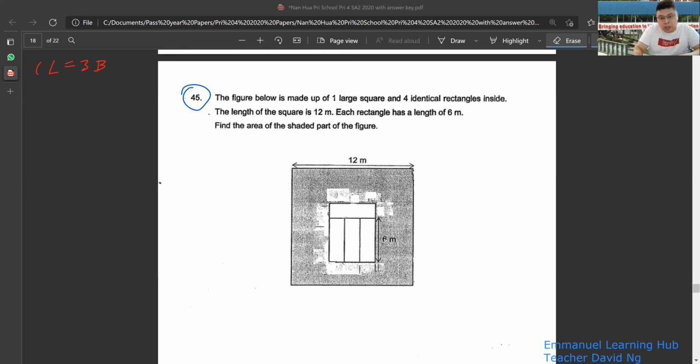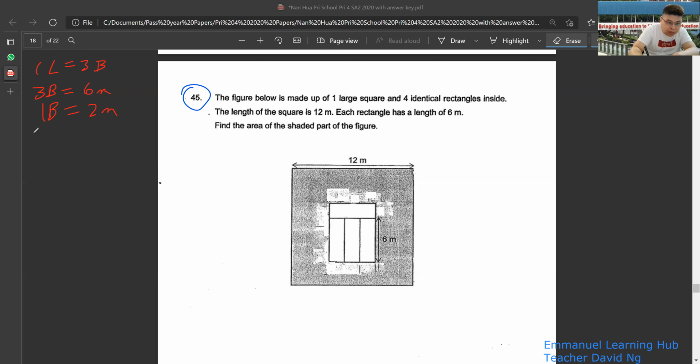So the length of the rectangle is 6 meters. So in other words, that means 3 breadth is 6 meters, because one length is 3 breadth. You understand the logic? So one breadth is 2 meters. One breadth is 2 meters.